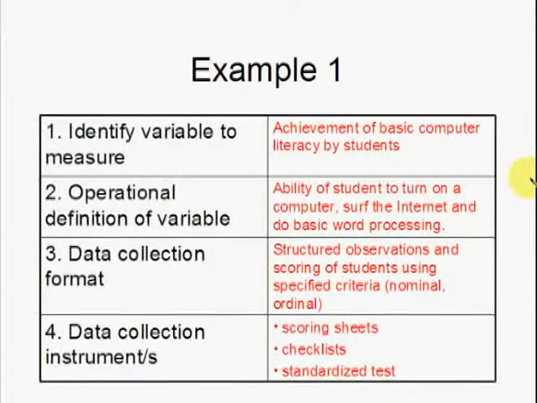So first example, let's say that the variable that we want to measure is achievement of basic computer literacy by students. If this is the one we want to measure, we must first define it. What we mean by operational definition is that we define the variable we want to measure according to how we will use it in our research.